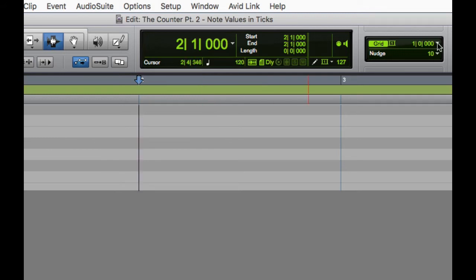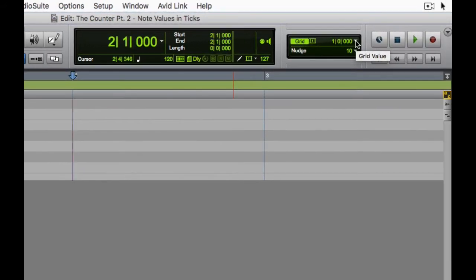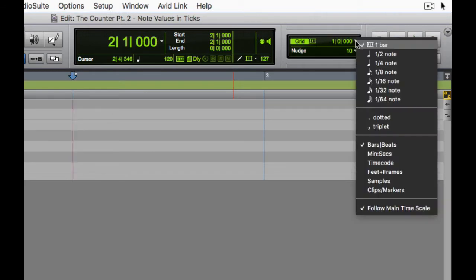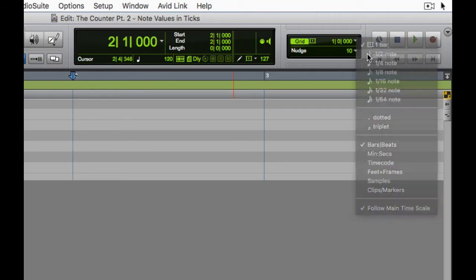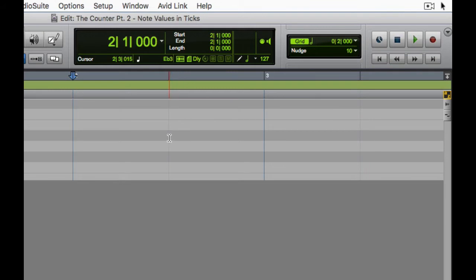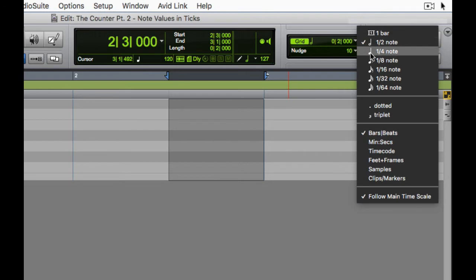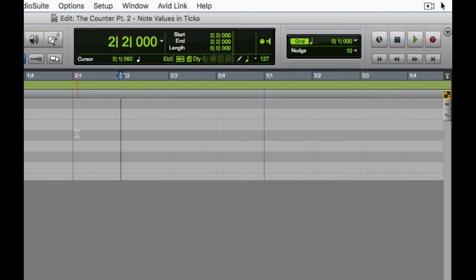So let's go ahead and change our grid value to the next smaller one, which is half bar, and see what happens. Aha, now you can see I've got half note grid, so I've got a grid line at every bar, but I've also got a line halfway in between where every half note would be. So there's 2 beats right there, and there's 2 beats right there. Let's keep going. Quarter note, now you can see I've got 4 grid lines as I had in the previous lesson, so beat 1, beat 2, beat 3, and beat 4.